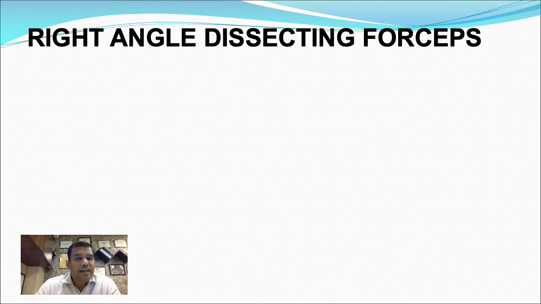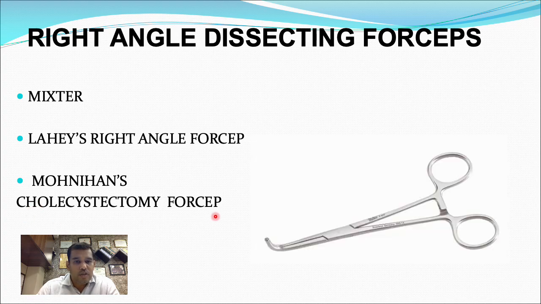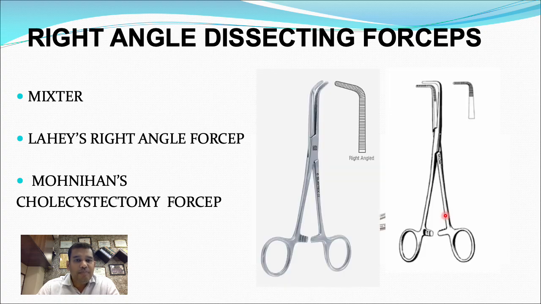Next is right angle dissecting forceps. It has various names and various subtypes. One is mixter. It is also called as right angle dissecting forceps, also called as mixter. Then there is something called as Lahey's right angle forceps, and there is something called as Moynihan's cholecystectomy forceps. So this is a right angle forceps. You can say the blade is at the right angle to the instrument. This is the blade part. This is the joint, shaft, finger bow, and the ratchet. What is the basic difference between a right angle or a Lahey's right angle forceps with cholecystectomy forceps?